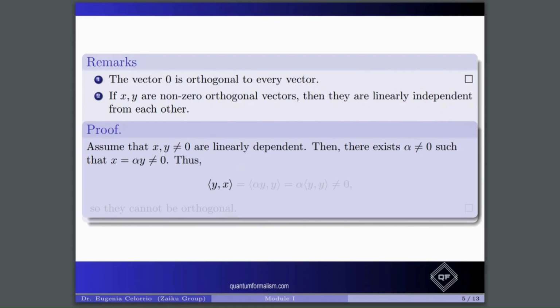Then if we take the inner product, well, we substitute, we just saw that x, because they're linearly dependent, is actually alpha y. And using the linearity of the inner product, we obtain alpha times the inner product of y and y. And this must be different from zero. Since y is different from zero, the norm of y cannot be zero. And since x is not zero, alpha cannot be zero. So then this product cannot be null. So they cannot be orthogonal.